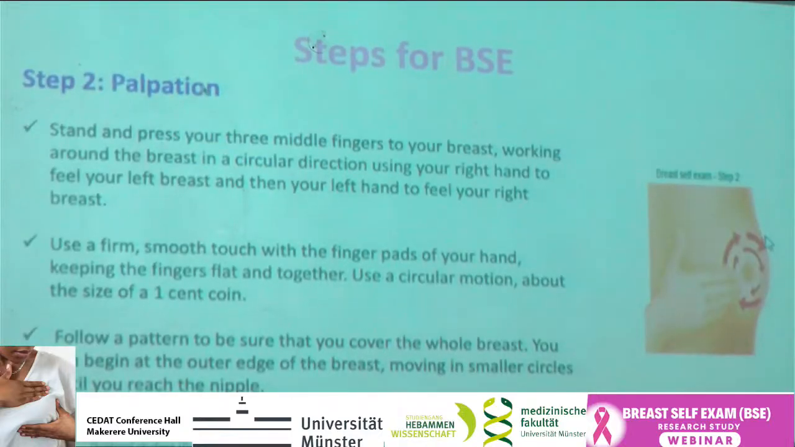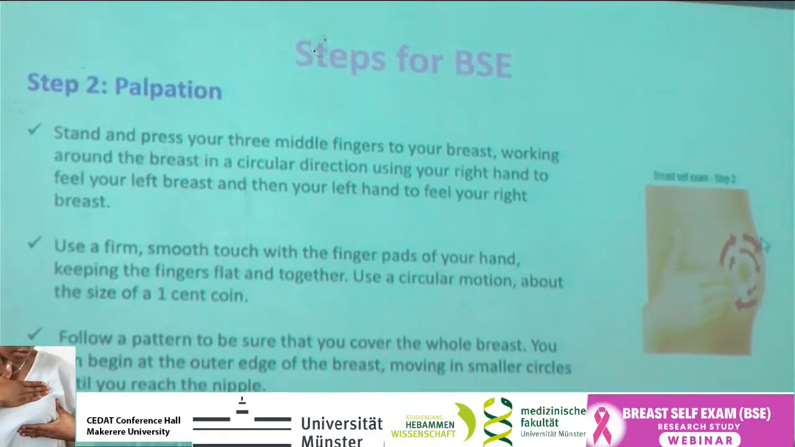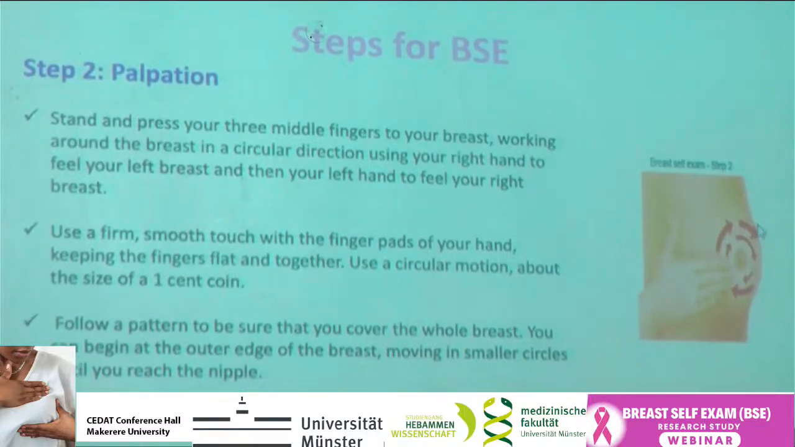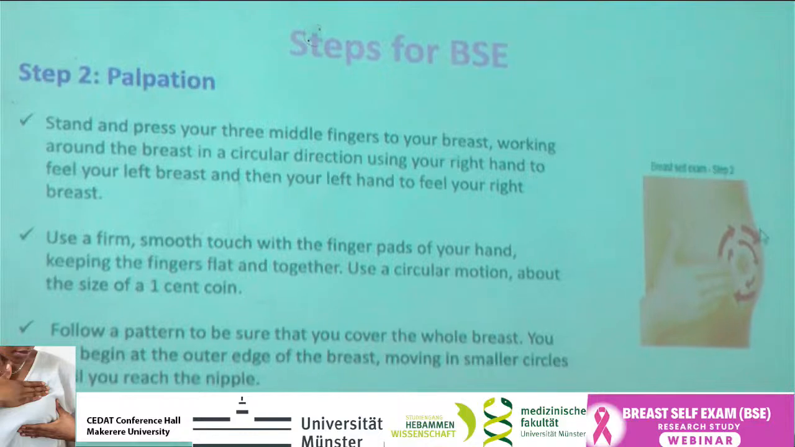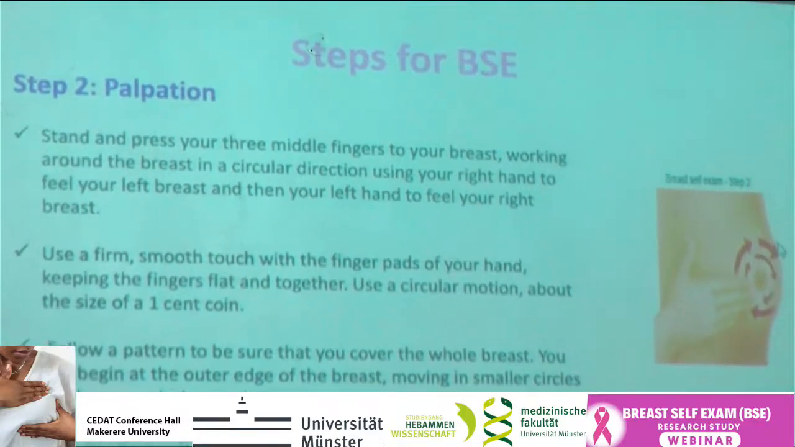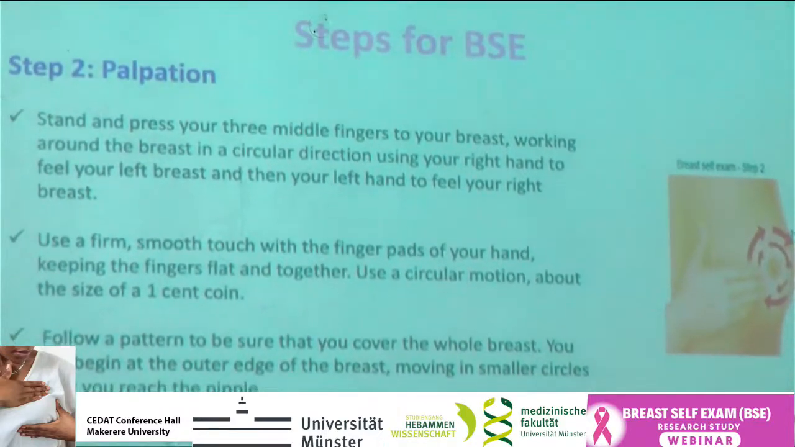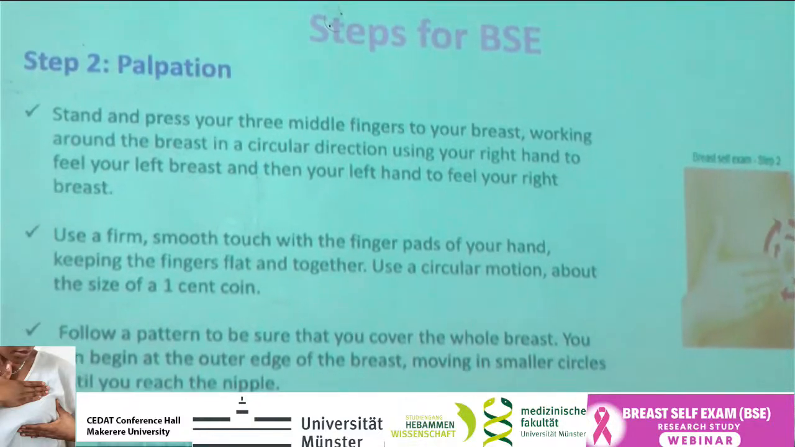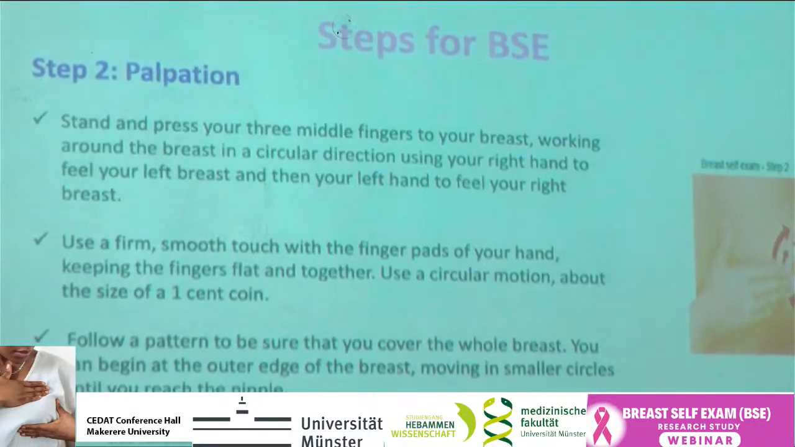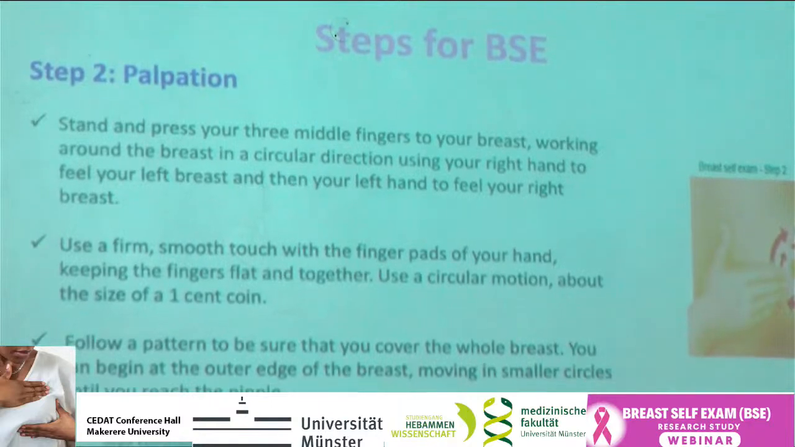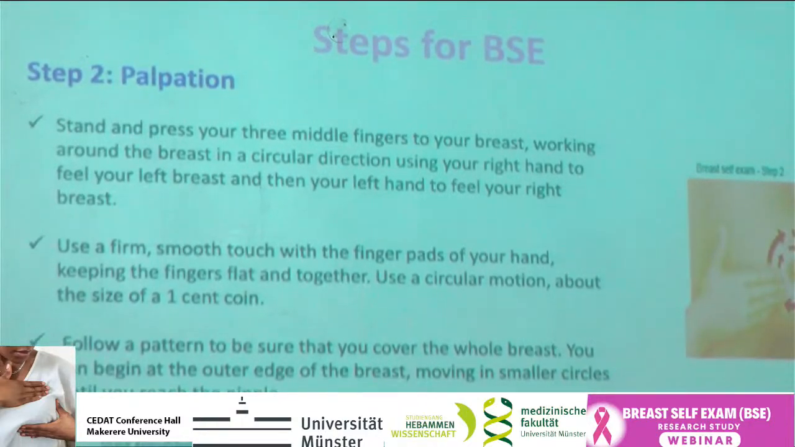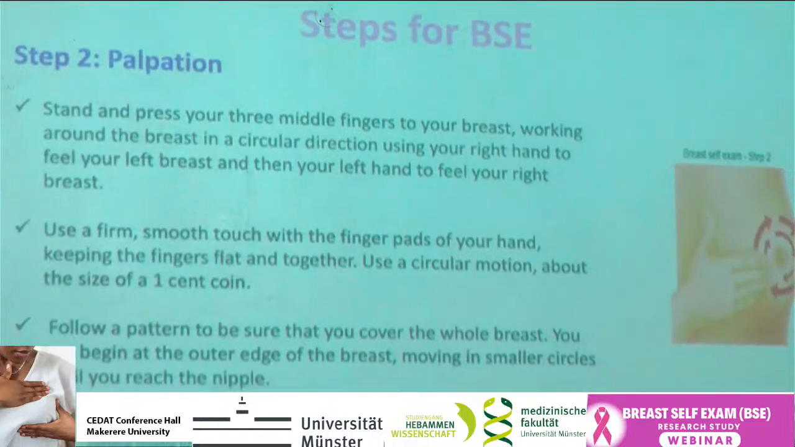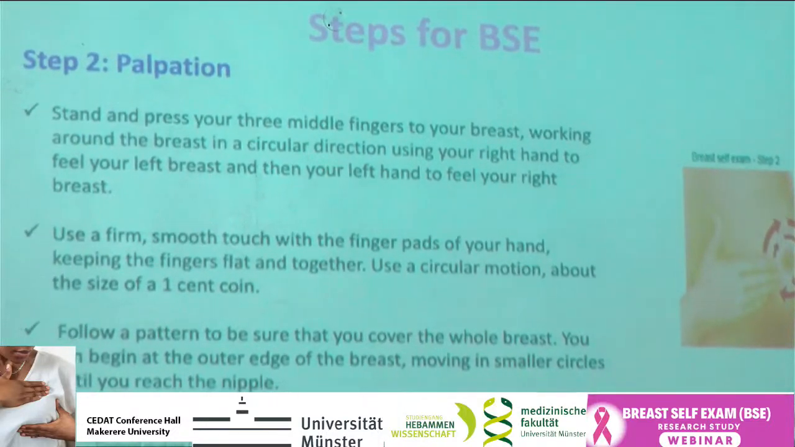We have finished all our findings during inspection. Now let us take a look at the palpation part, which is step 2. We have looked at step 1. We looked at the different steps you can take during inspection and the different findings, the normal findings and the abnormal findings. And now we are looking at the second step of breast self-examination.